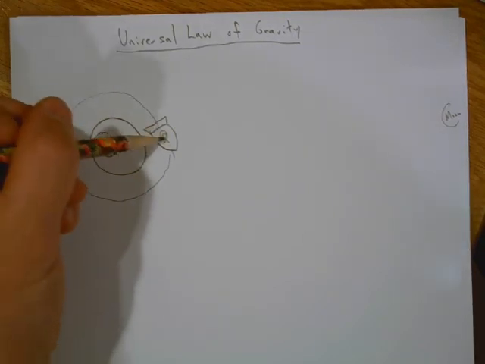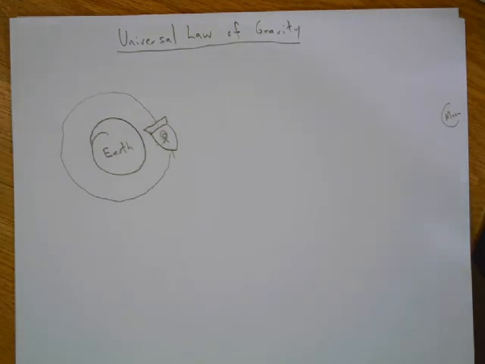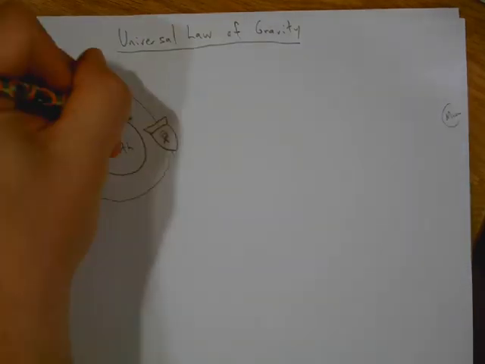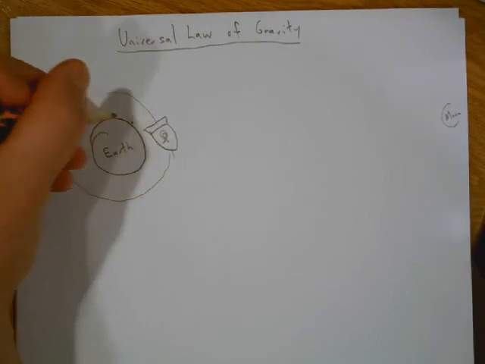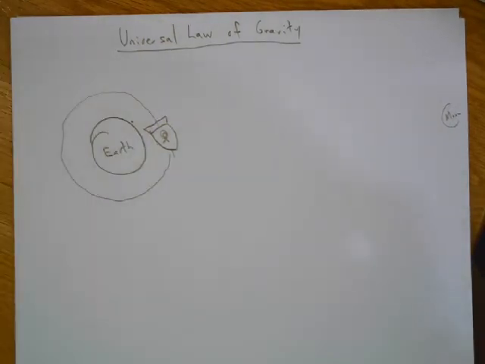acting on this astronaut? No, that doesn't make any sense. In fact, on the space station, if here's the Earth and you were to draw where the space station actually is, it's super close to the surface of the Earth. Your weight is about 90% of what it would be on the surface of the Earth. So to say there's no gravity there, that's just not true. Okay? So keep that in mind.